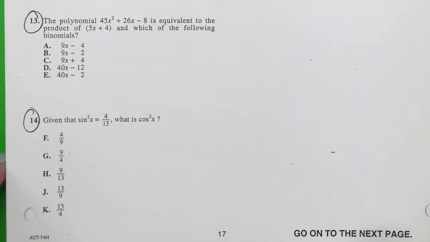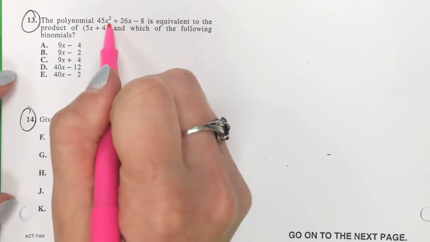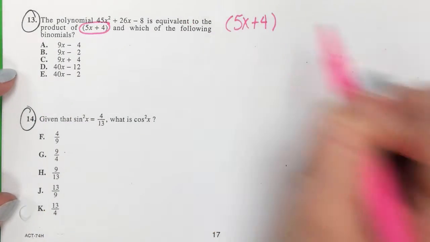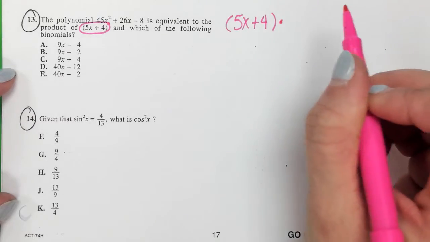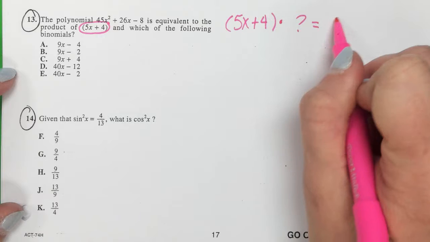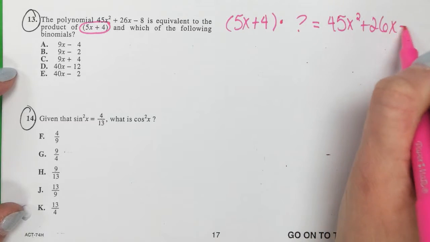All right, y'all, let 13 scare you. It's just foiling. So foiling, it says this piece right here, 5x plus 4, times which one of those is going to give me 45x squared plus 26x minus 8, okay?